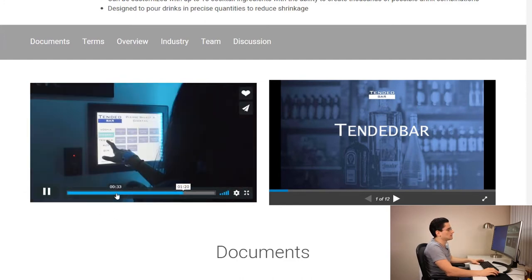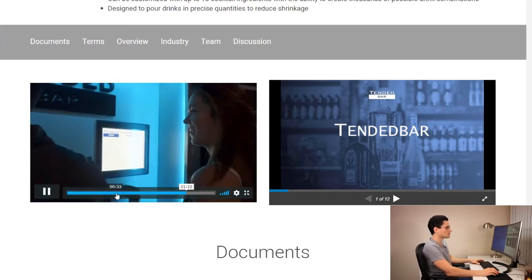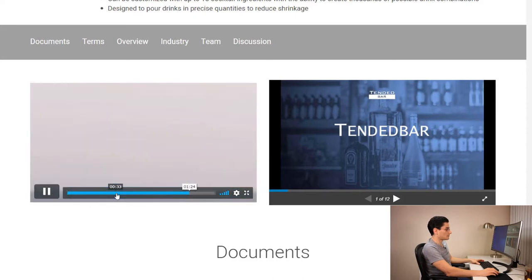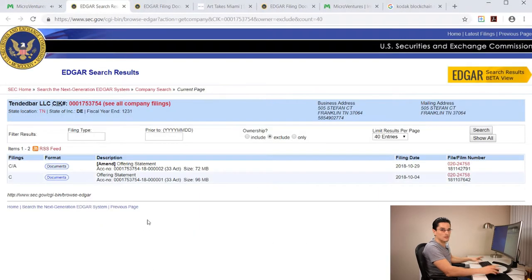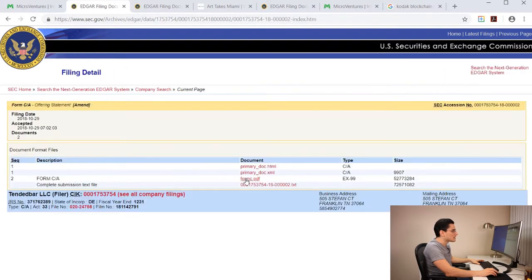Marketing and data rights to the unit. Tended Bar has a market, a contract, and a venue. Now we need you. Please click below for a more in-depth overview of our business. Okay, so I get the feeling they're what we like to call pre-revenue. So let's go to good old Form C. Let's download this bad boy and let's see what we're working with.